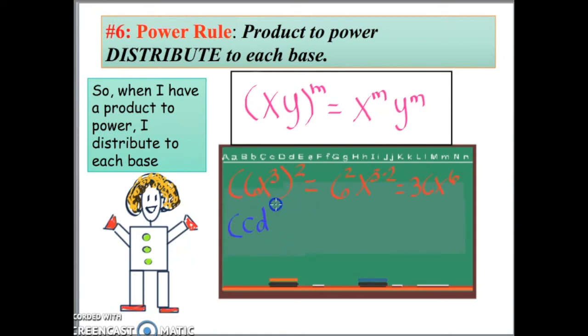CD to the 4th power is being raised to the 2nd power. Everything to the base. C to the 2nd. D, 4 times 2. Okay, let's simplify that out. C to the 2nd. D, 4 times 2, to the 8th power. How about you try one?